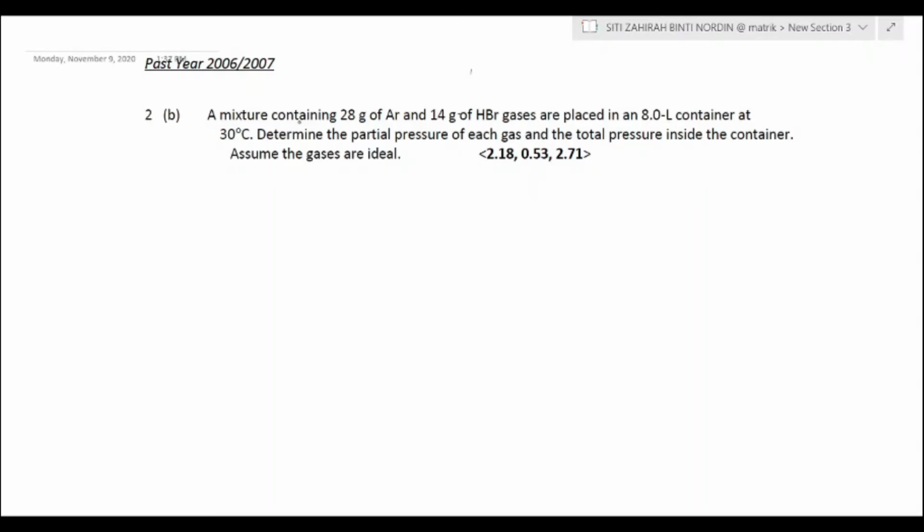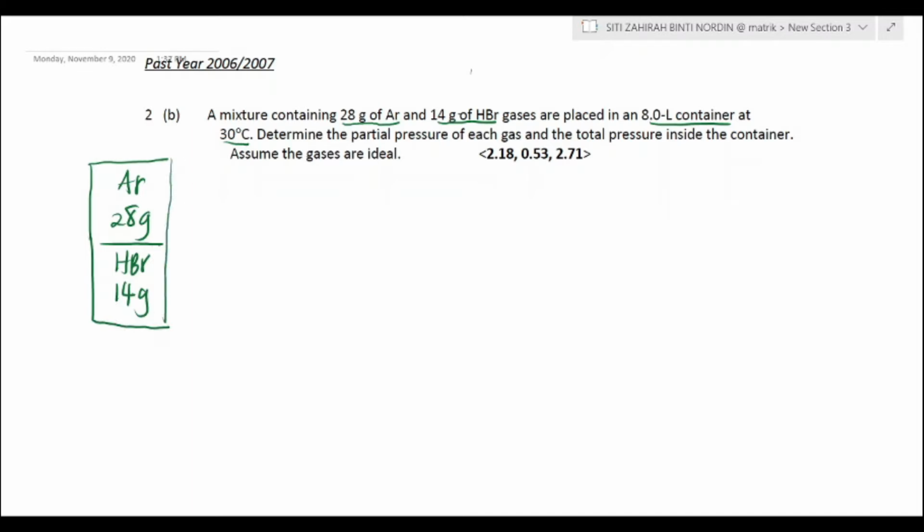Second question: a mixture containing 28 grams of argon and 14 grams of HBr gases are placed in an 8-liter container at 30 degrees Celsius. Again, the question involves two gases. So I usually make a story for my question like this. We've got argon of 28 grams and 14 grams of HBr. Next, we're going to mix these two gases in an 8-liter container at a temperature of 30 degrees Celsius.